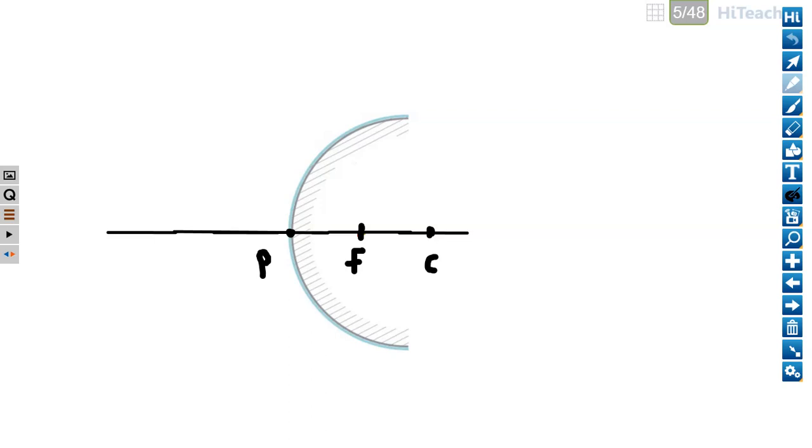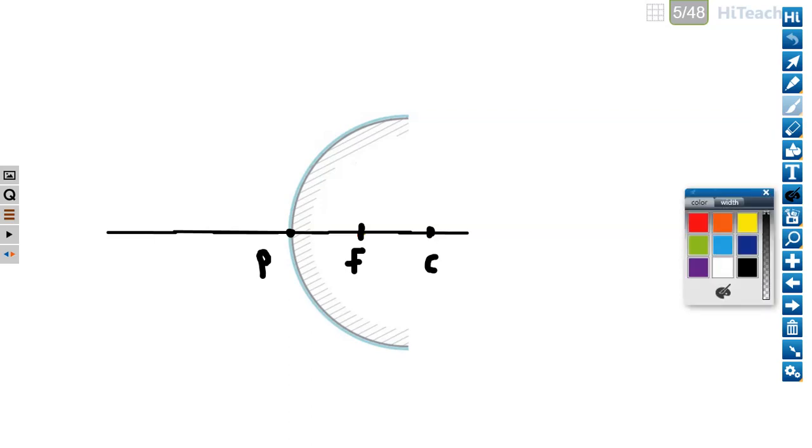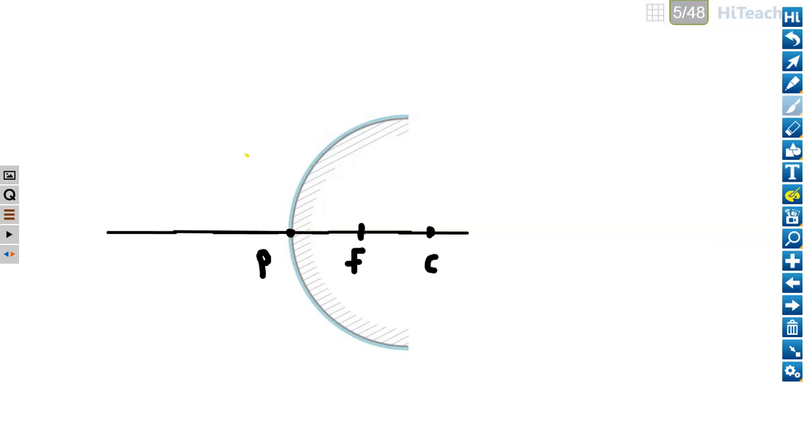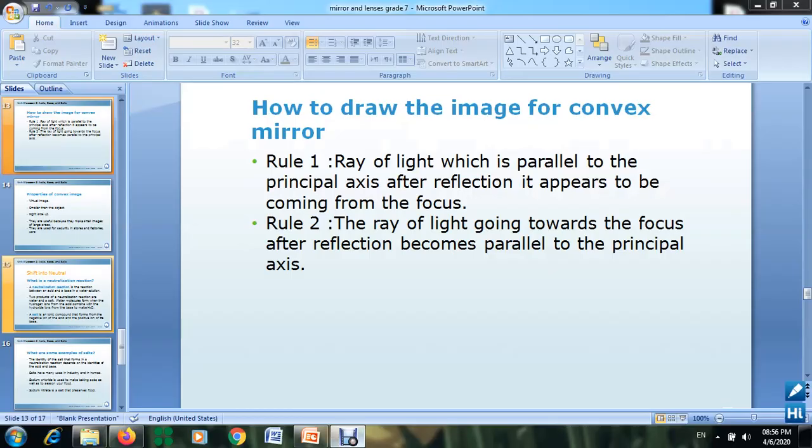Okay, if there is a light ray for rule 2, I'll use a yellow color. If this light ray becomes like this, actually, if you extend it, it appears like it will pass through the focal point. Look at it here. If you extend it, it should be the same line. I'll repeat it again, just hold on. See how it appears now.